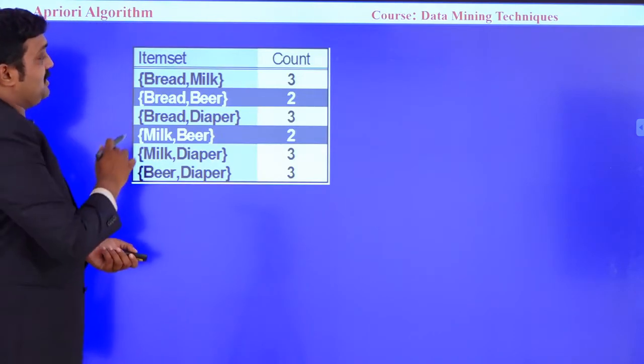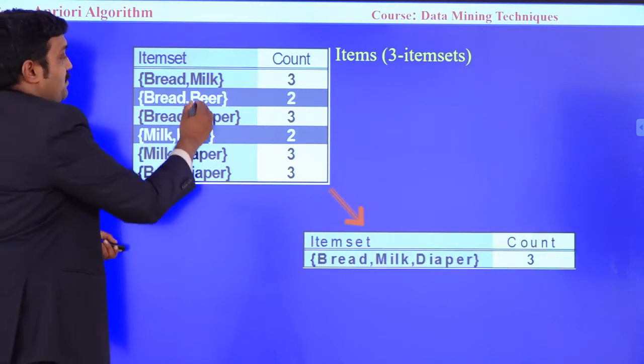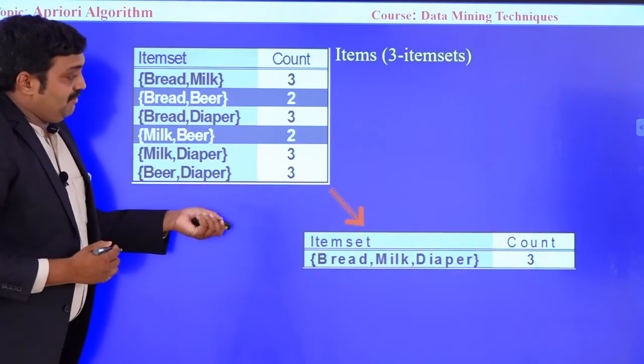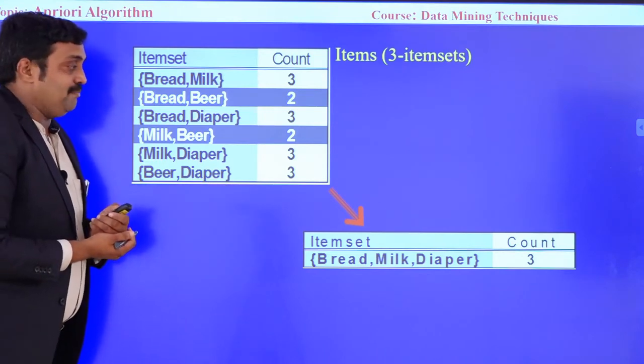Then finally, based on this, we are going to eliminate 3 combinations. These two are eliminated due to the minimum support count. Then finally, we got the frequent items: bread, milk, diaper.